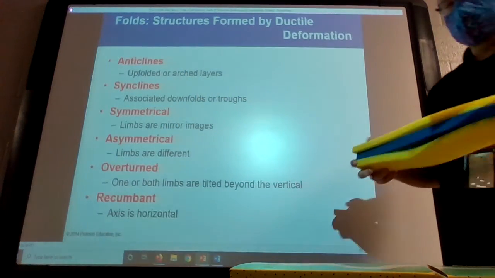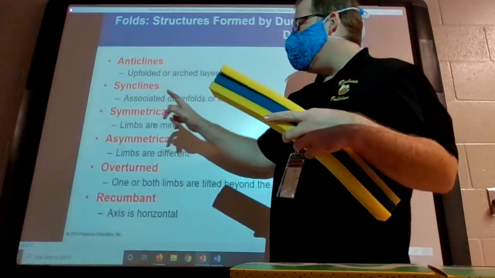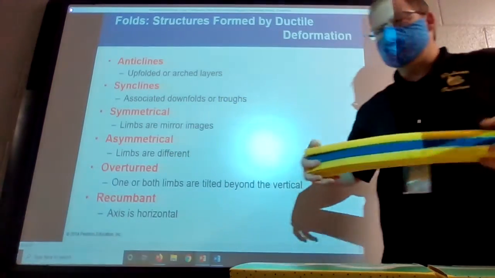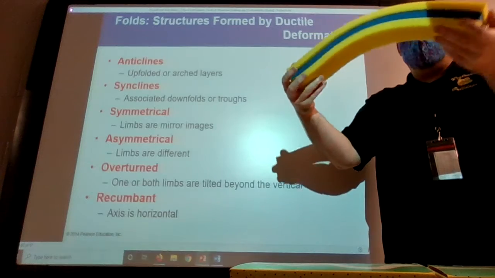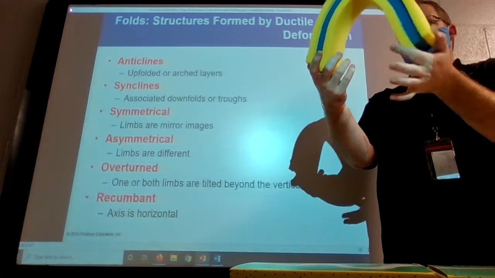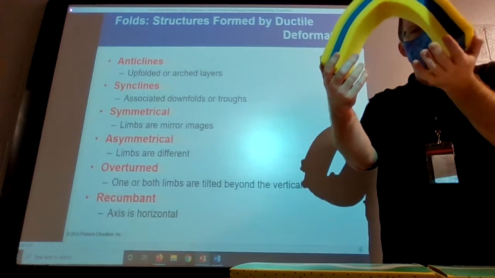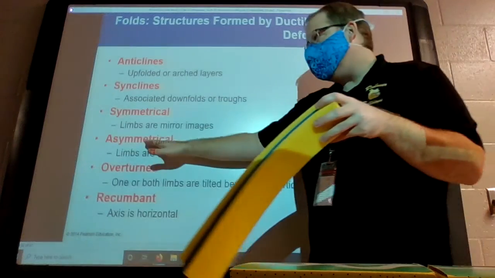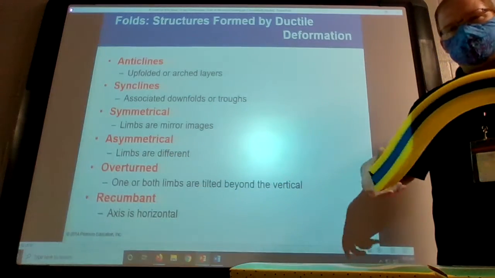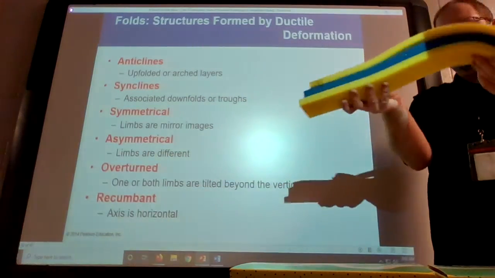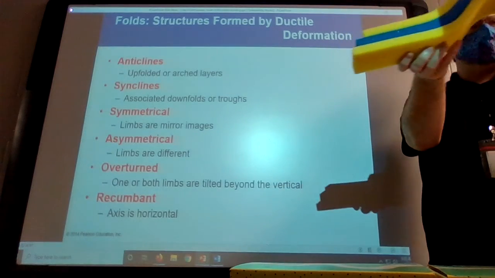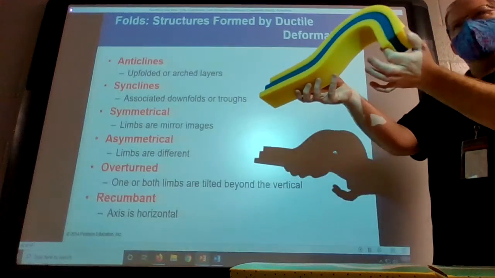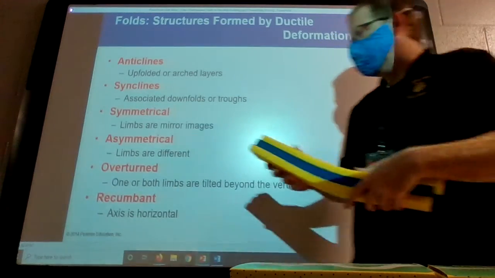Now, we have a couple different ways to describe these. You can have symmetrical anticlines and synclines, which look the same on both sides. They're going to have similar angles, similar lengths, everything. Asymmetrical, your limbs are going to be different. So it's going to be more like a short, sharp bend on one side, a gradual, long bend on the other side. That would be more asymmetrical.